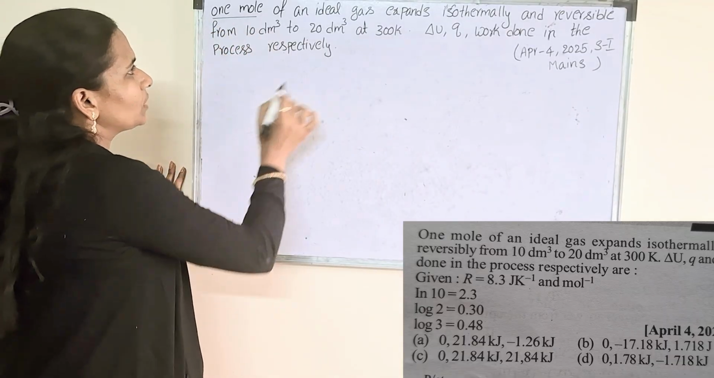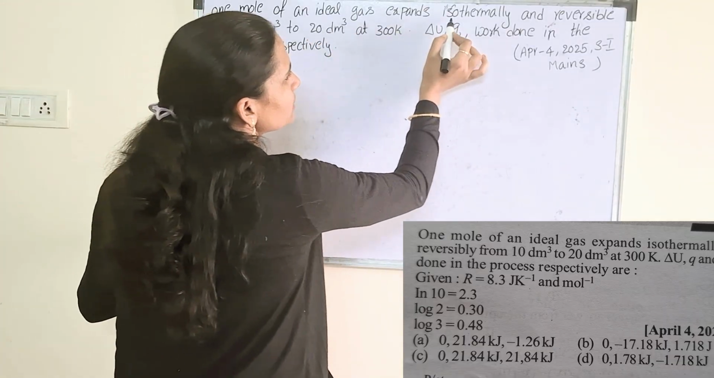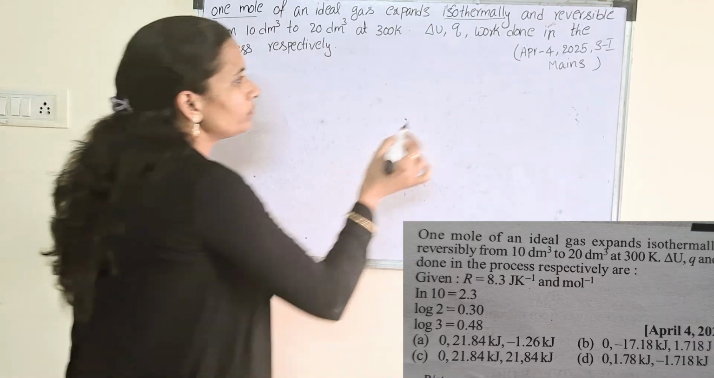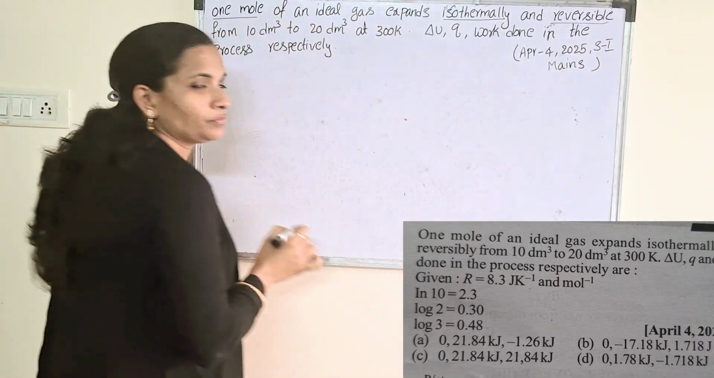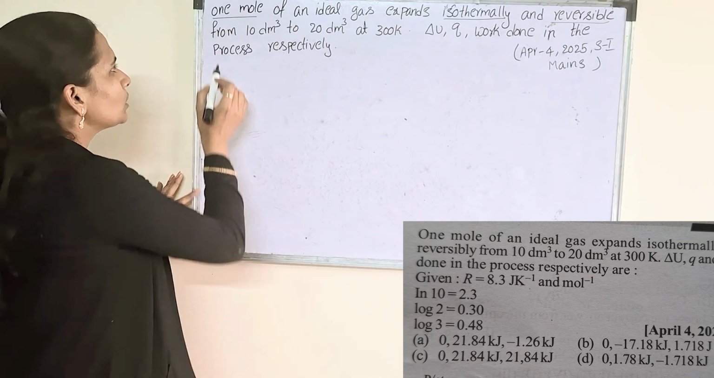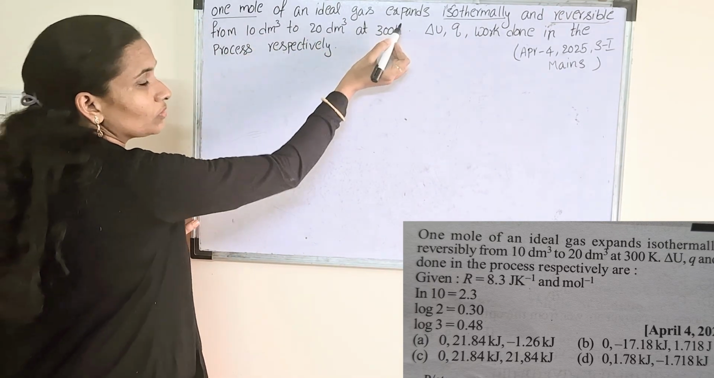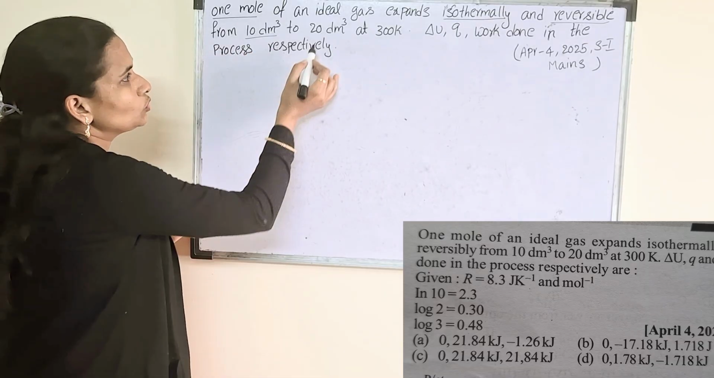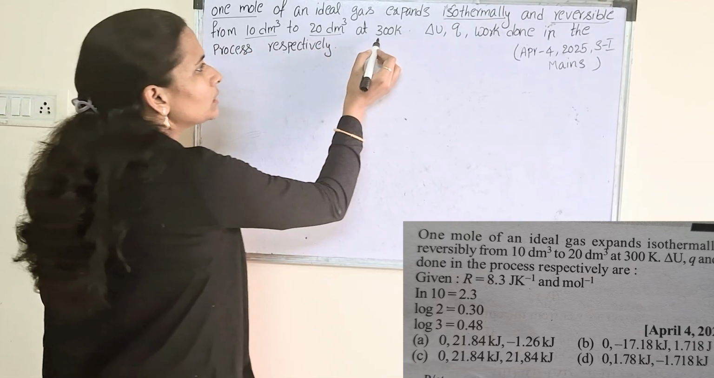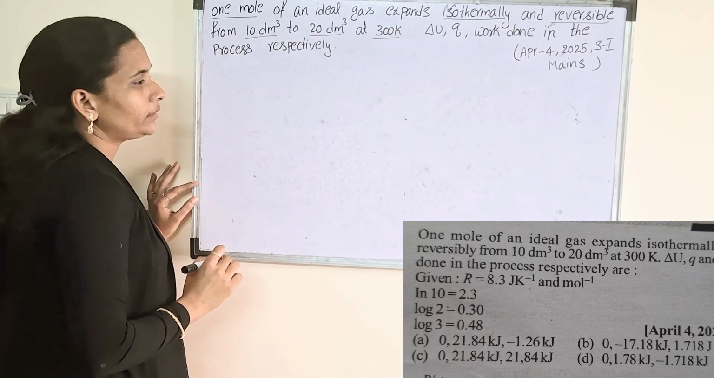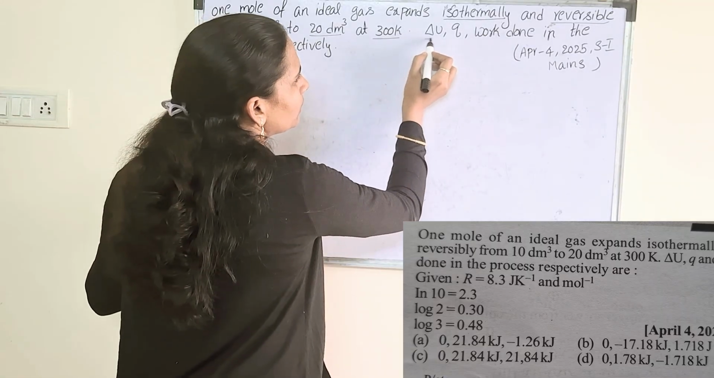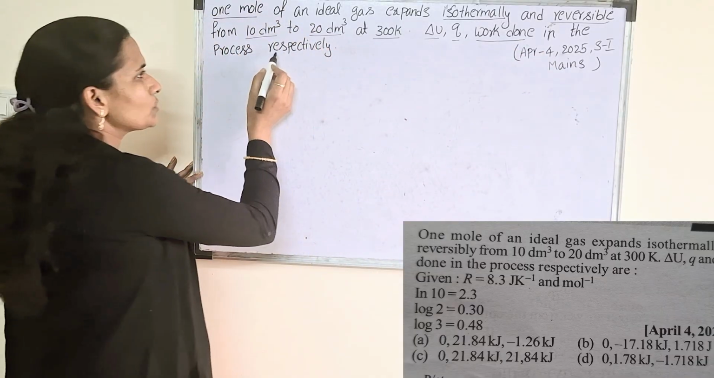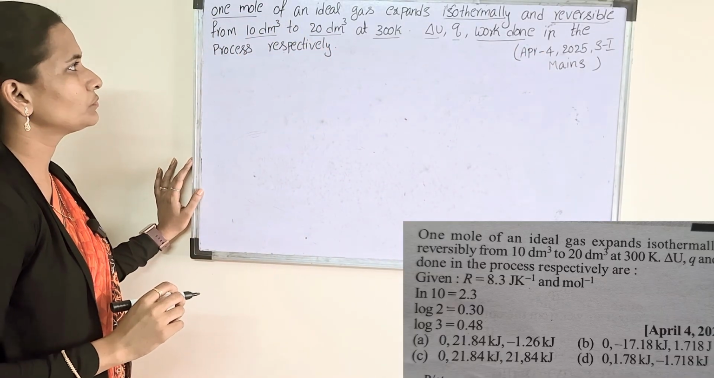1 mole of ideal gas expands isothermally and reversibly also. The gas is expanding from 10 decimeter cube to 20 decimeter cube at 300 Kelvin. Now, they are asking for delta U, Q, and work done in this process respectively.